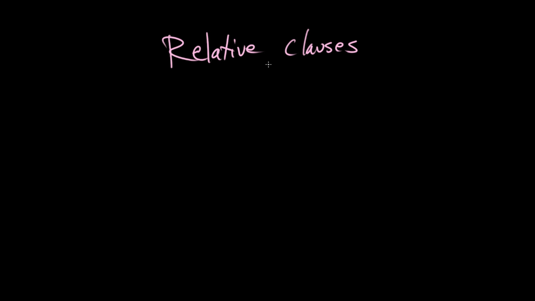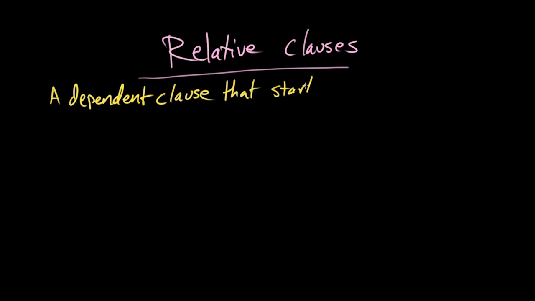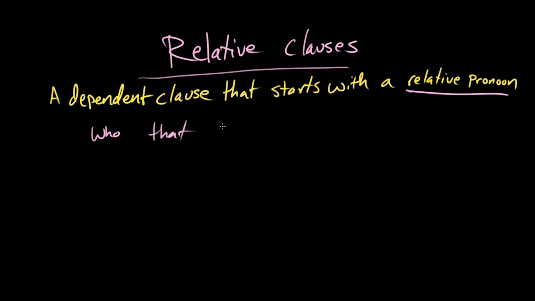So today we're going to talk about a special kind of dependent clause, which again is a kind of clause that can't be a sentence on its own, called a relative clause. A relative clause is a dependent clause that starts with a relative pronoun. A relative pronoun is a word like who, that, which, whose, or where, that, like any pronoun, substitutes in for another part of the sentence.